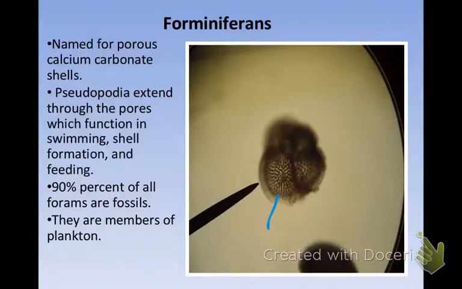And another important or interesting thing about these foraminiferans is that they'll form a symbiosis with cyanobacteria in their shell to acquire extra nutrition. But it is not an endosymbiosis. They're free living outside of the cell.